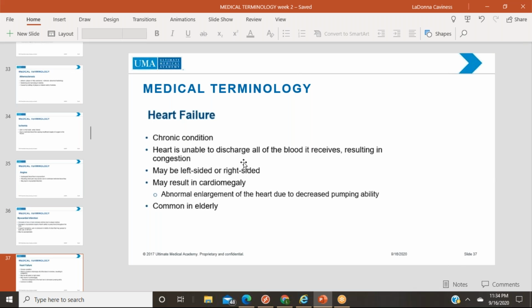Heart failure. It's a chronic condition. The heart is unable to discharge all the blood it receives, resulting in congestion. May be left-sided or right-sided. It may result in cardiomegaly, which is abnormal enlargement of the heart due to increased pumping ability, and it's very common in the elderly.